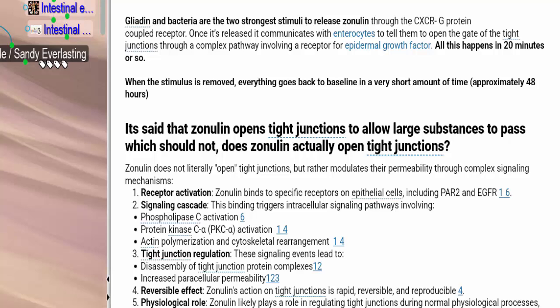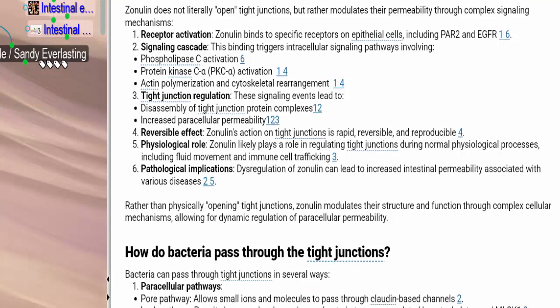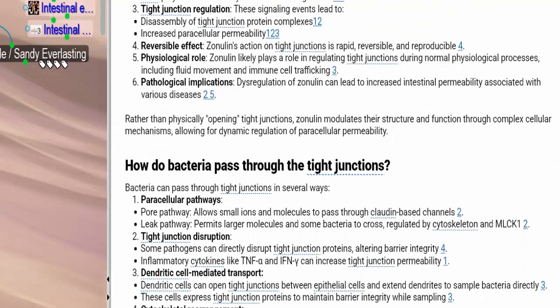Okay, some questions here. A lot of this, I'm going to leave it to you guys to come in here and read this yourself. This has to do with opening tight junctions. It explains how zonulin doesn't literally open tight junctions, but modulates their permeability through all of these different signaling mechanisms.